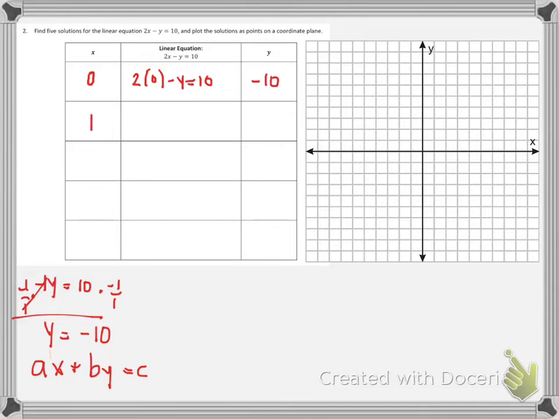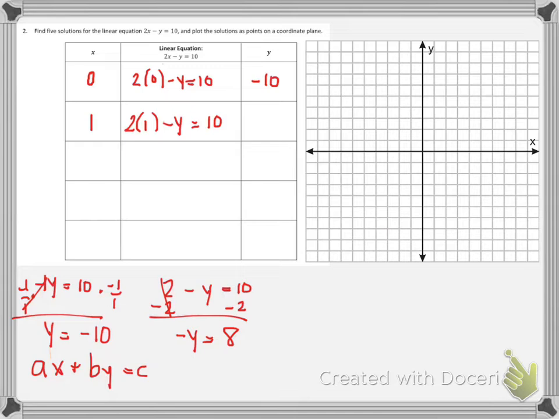Okay, let's try 1. We get 2 times 1. Oops, let me back that up. 2 times 1 minus y equals 10. Okay, so 2 times 1 is 2, so we have 2 minus y equals 10. Subtract 2 from both sides. We get negative y equals 8.